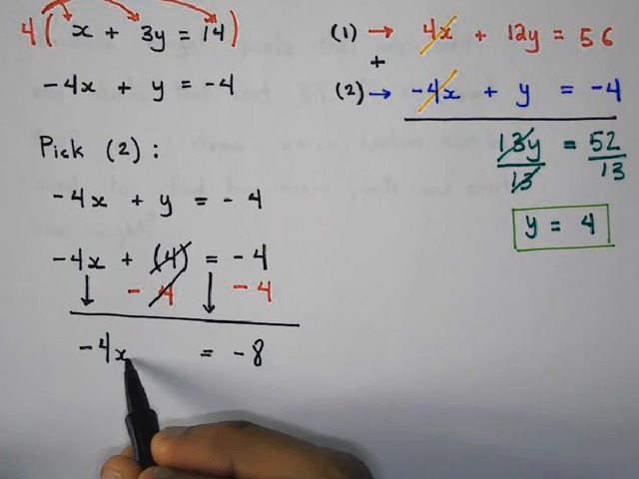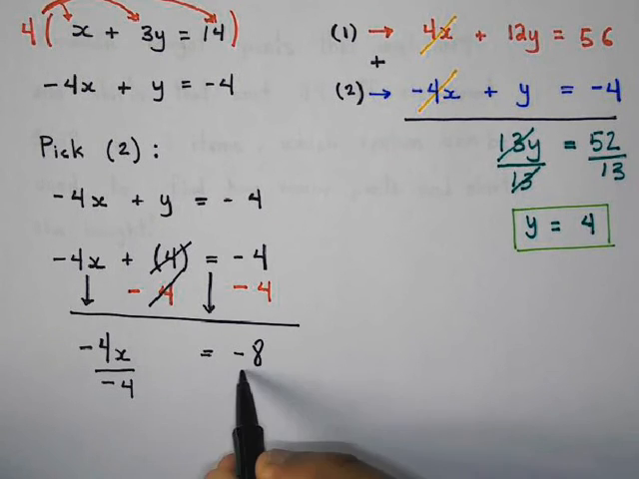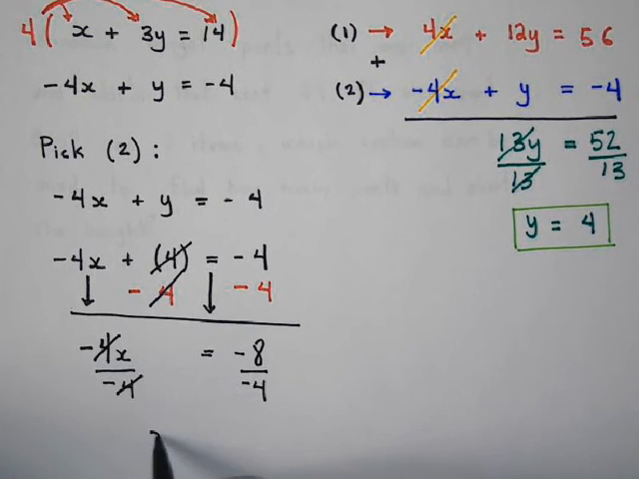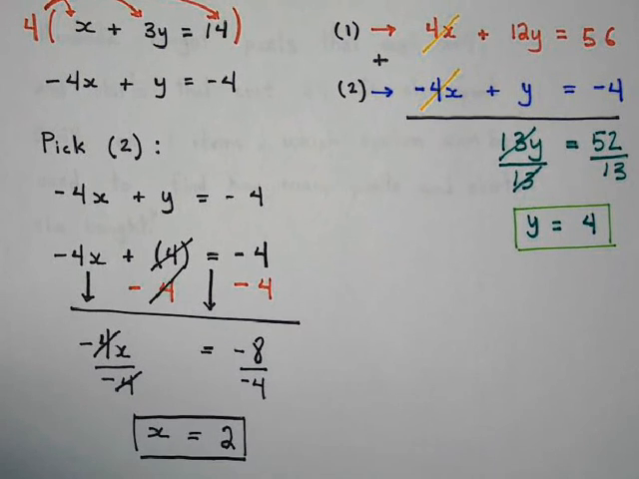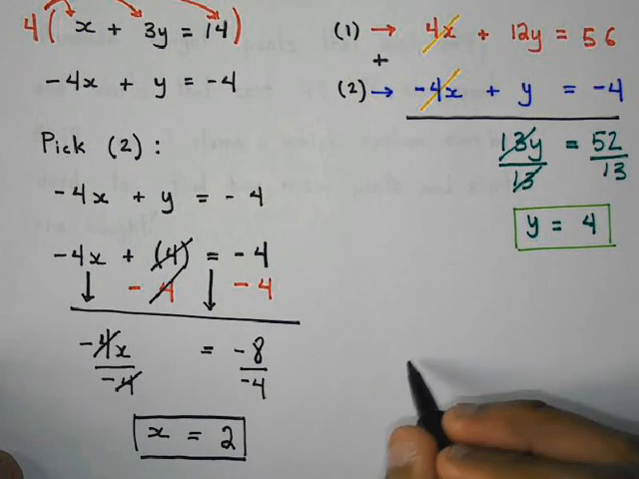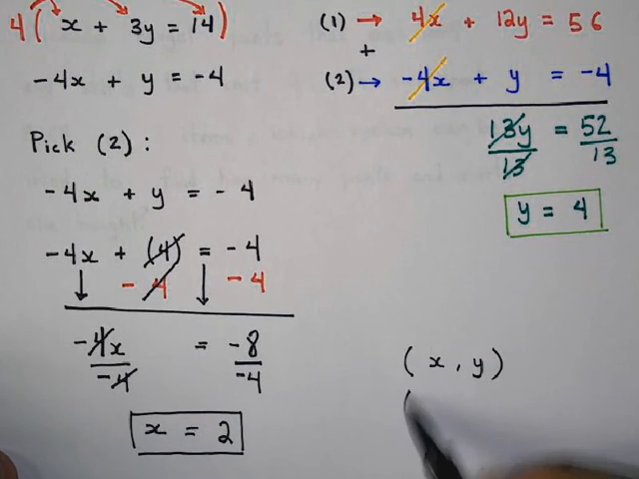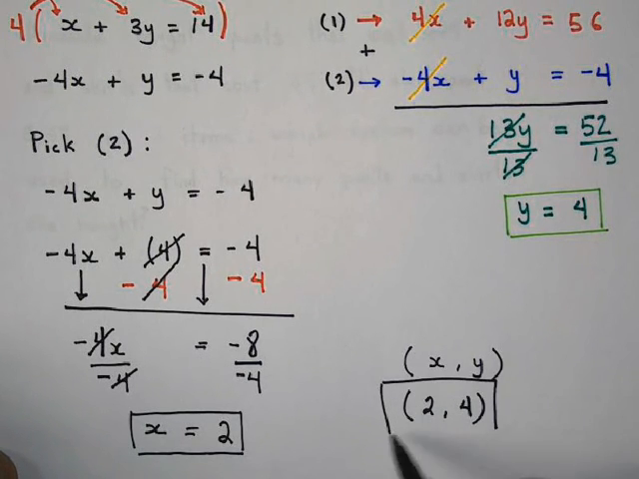And now I have negative 4 times x is equal to negative 8. Well, if I divide both sides by negative 4, these negative 4's are going to reduce, leaving me with just x. Now, negative 8 divided by negative 4 is simply a positive 2, and I have my solution for x. Now, again, you might not see your answers written like that. They might not write x equals 2 and y equals 4. In fact, you may see them written as an ordered pair, such as (x, y). So you can just fill in your x is 2 and your y is 4. So this is the solution here.